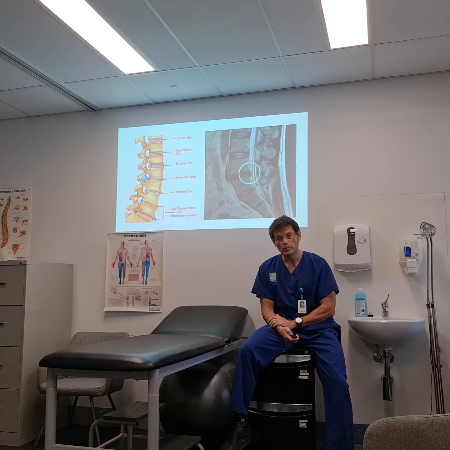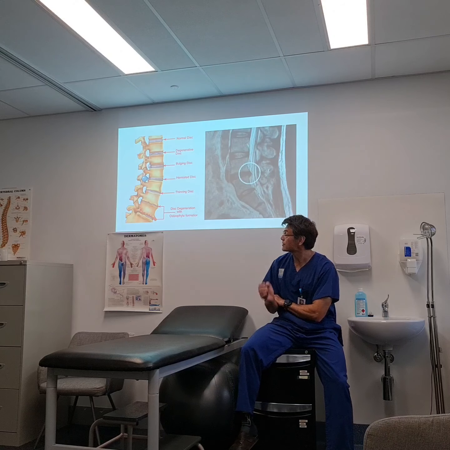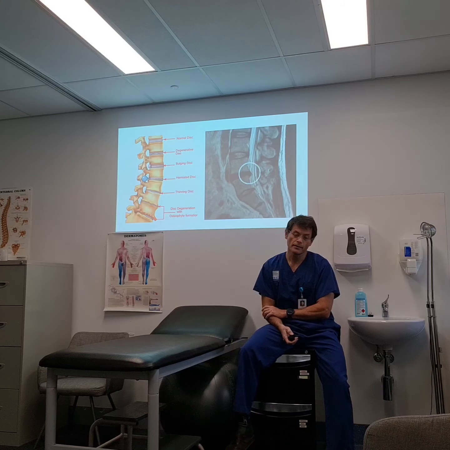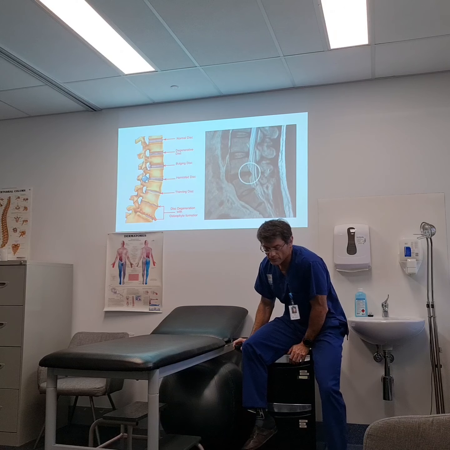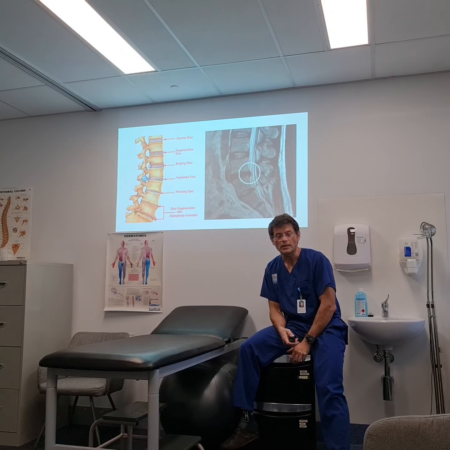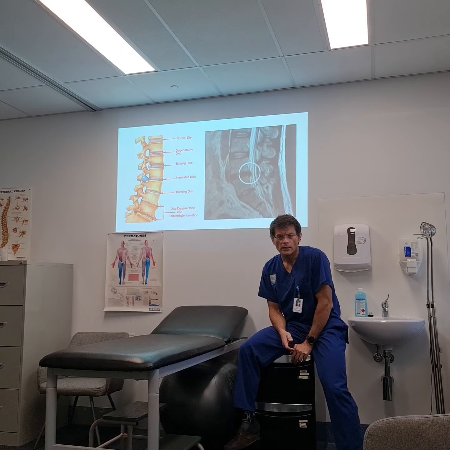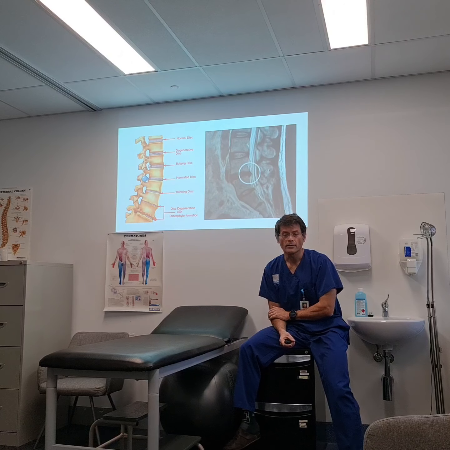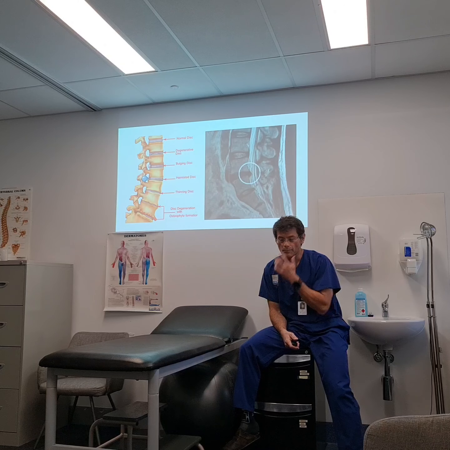So a lot of people will have heard terms such as lumbar disc bulging or disc herniations or disc prolapses, and a lot of people will have had an MRI scan of their lumbar spine, such as this one here, and been given this information about their own lumbar spine anatomy. And it's quite confusing to put it all together with all of these terms relating to the lumbar disc.